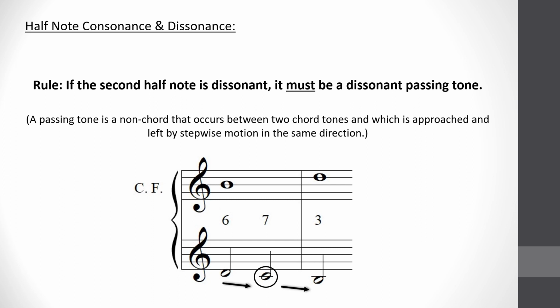A passing tone is a non-chord tone that occurs between two chord tones, and which is approached and left by stepwise motion in the same direction. In this example, C is the dissonant passing tone. It enters the dissonant seventh by a step from D to C, and it leaves the dissonant seventh by a step in the same direction from C to B.